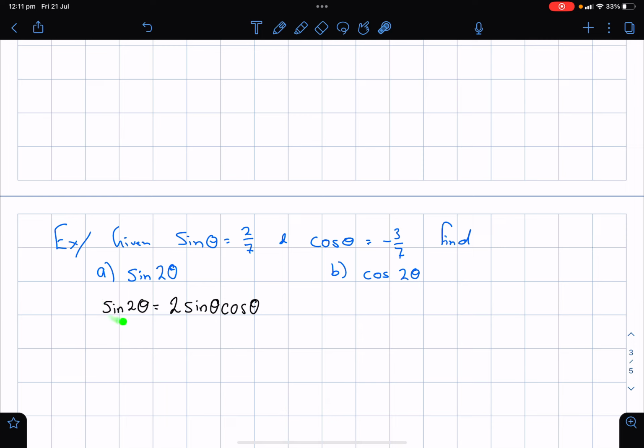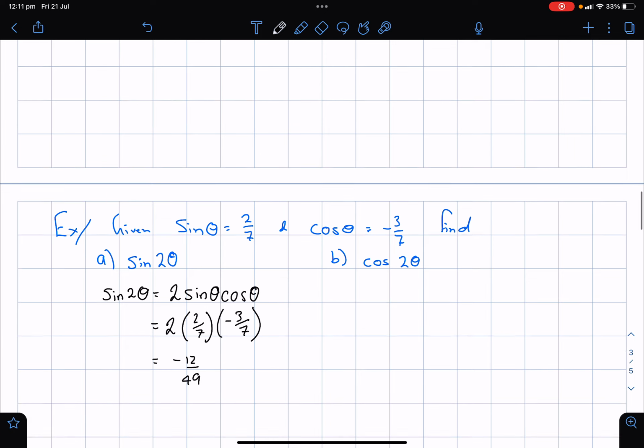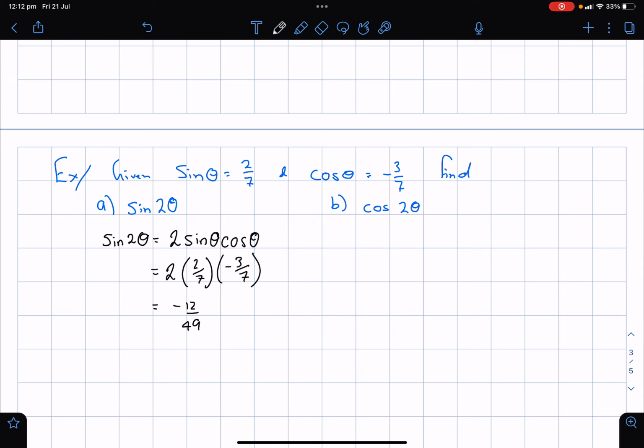Now, a lot of people get stuck in the habit of substituting 2 on 7 in for theta and doubling it. But we can't do that, okay? Because sine theta equals 2 on 7, not theta. So we need to use our identity. Substituting in our values, sine theta is 2 on 7, and cosine theta is -3 on 7. So we get 4 -12 on 49. And I don't think that's going to simplify any further, so we're just going to leave it there.